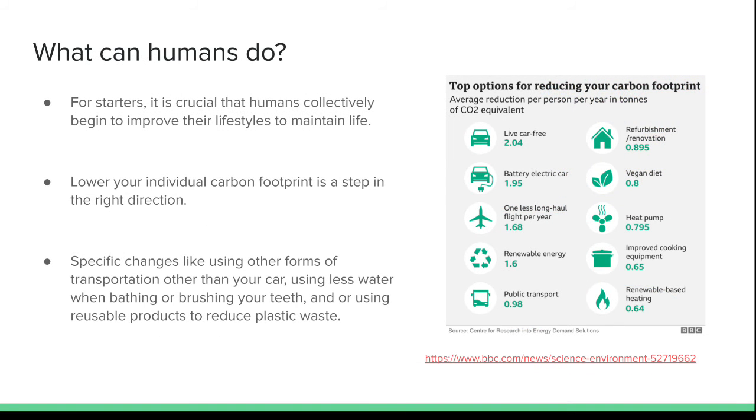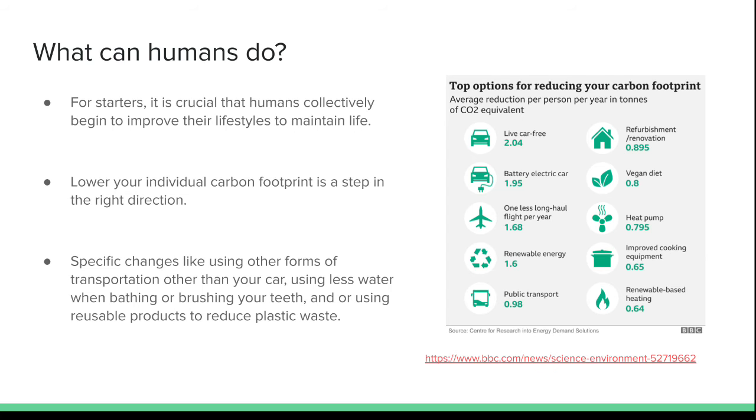What can we do to help? For starters, it is crucial that humans collectively begin to improve their lifestyles to maintain life. This will result in lower carbon dioxide emissions and evidently lower carbon dioxide levels in the atmosphere. This will allow the ocean's pH levels to rise back up to healthier levels.